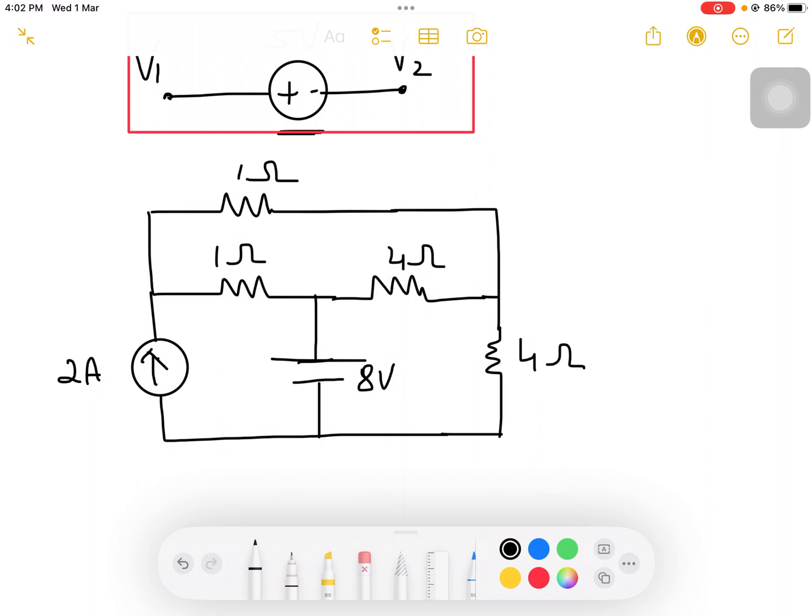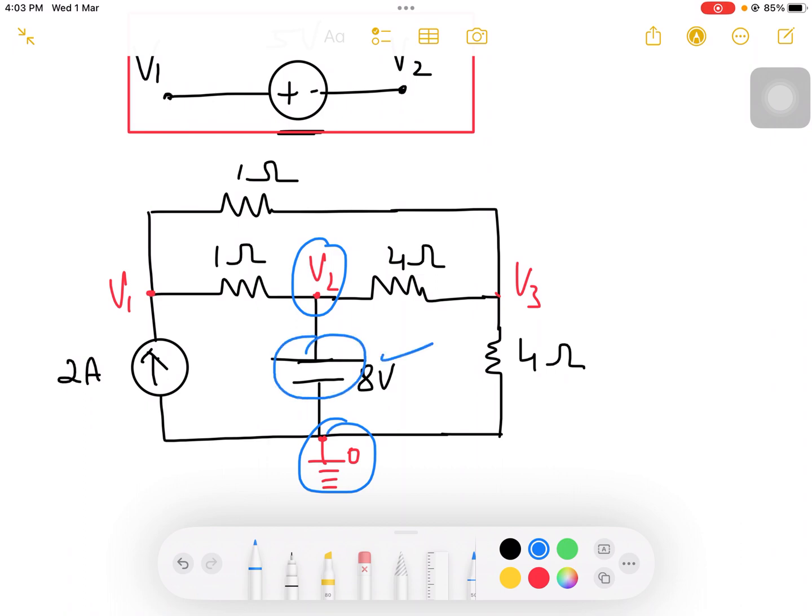So here the nodes are given. This is V1, this is V2, and this is V3. There is one more node which is called the ground node or 0 node. So now these are my two nodes right now. Between the two nodes there is a voltage source which is connected without any circuit element. Hence I can say it is a super node.